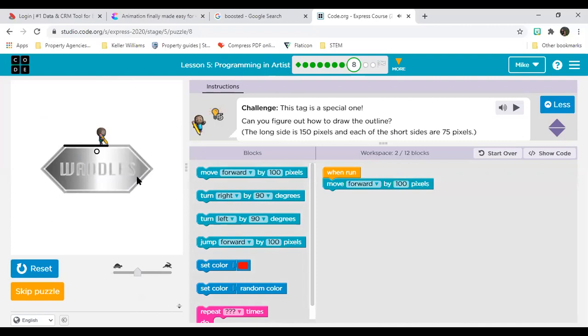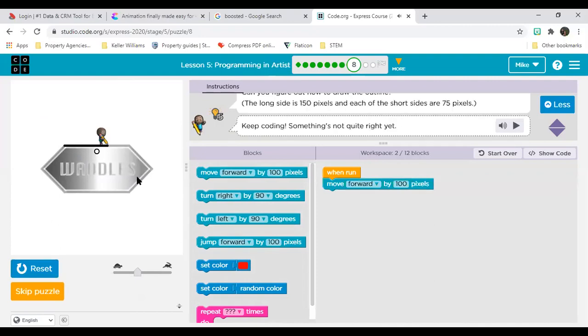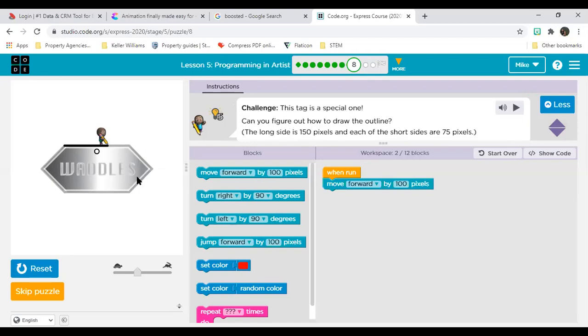There we go. Okay, so we know that he is facing to the right, and we can start just by moving him. If we read our instructions, because I can see now my line is too short, can you figure out how to draw the outline? The long side is 150 pixels, and each of the short sides are 75 pixels.